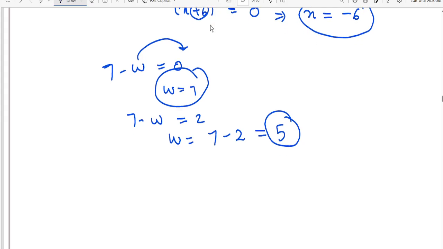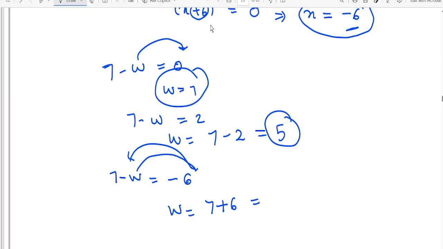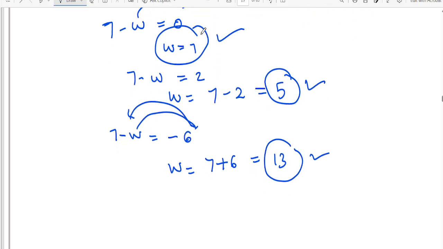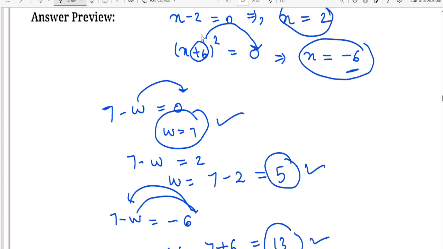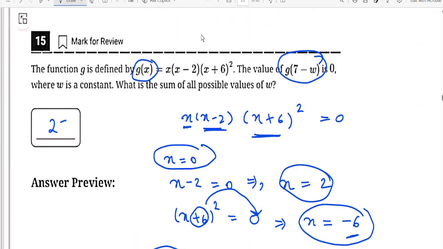Next I set 7 minus w equal to negative 6 because that's my third root. So if I move w to this side, w will become positive, and if I move this negative 6 to this side, it will become positive 6. So 7 plus 6, right, which equals 13. So I got these three values of w: 7, 5 and 13. Now it says calculate the sum of all possible values of w. So sum means we need to add all of them: 7, 5 and 13. If I add them, I get 25. So the sum is 25. So my answer is 25.